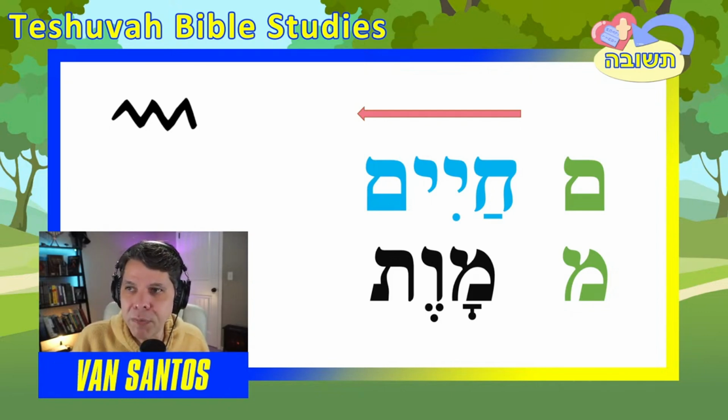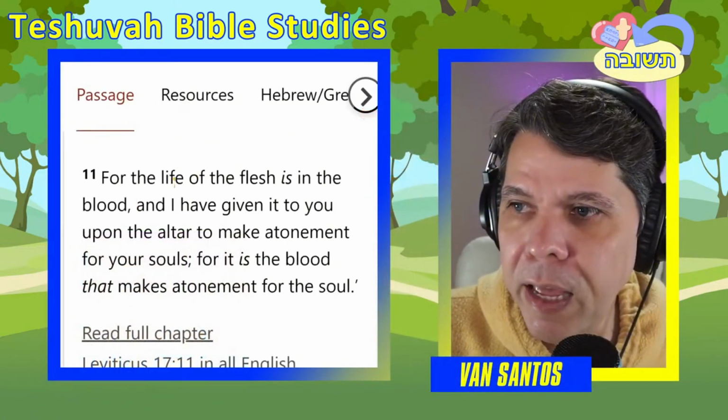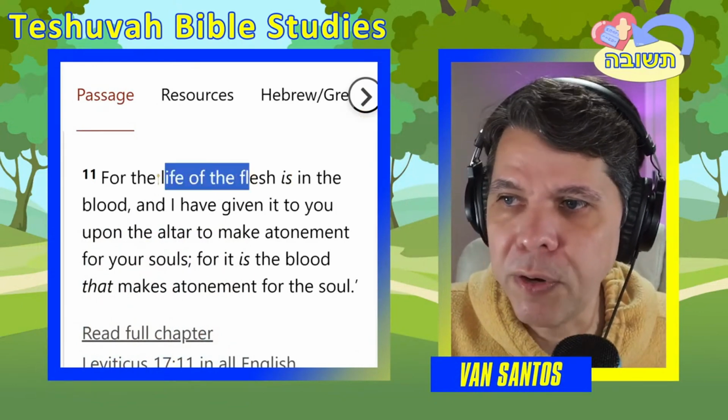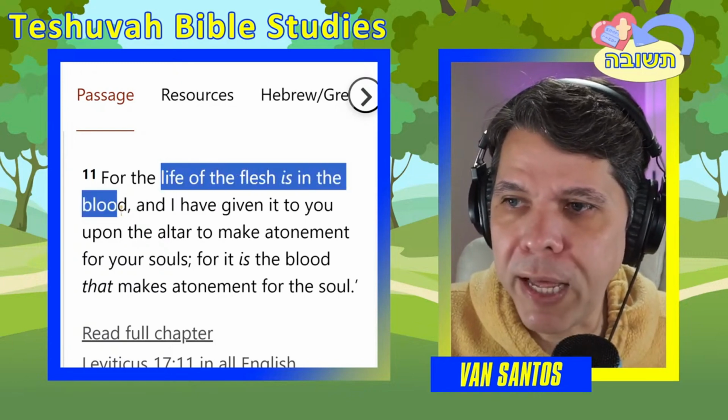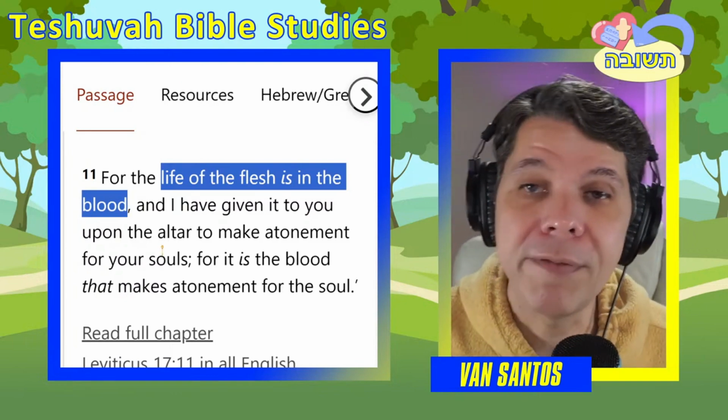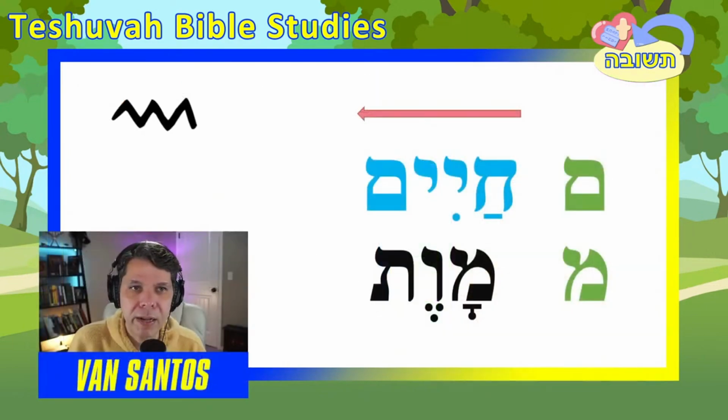So, as we saw in Leviticus verse 17, let me put it up real quickly again, the life of the flesh is in the blood. So as long as you have blood in your veins, in your body, you have life. But as soon as you lose that blood, you're going to die. And it's very interesting how the pictograph and the imagery connects to this symbol as well. So again, on a closed container, the closed mem, we have the word life.